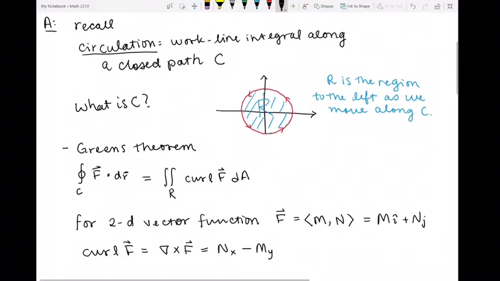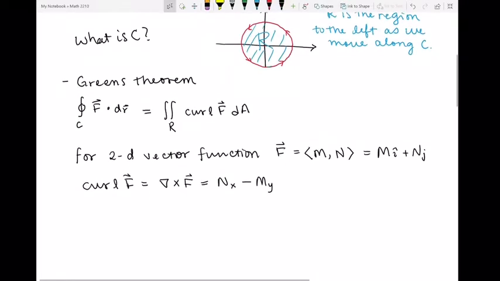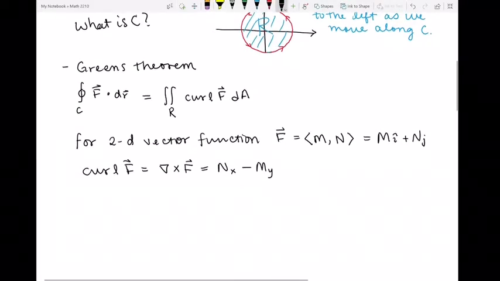All right, so let's apply Green's theorem to solve our problem. Let me just come down here and give myself some space. So we are interested in solving this problem right here, where our C is the circle.